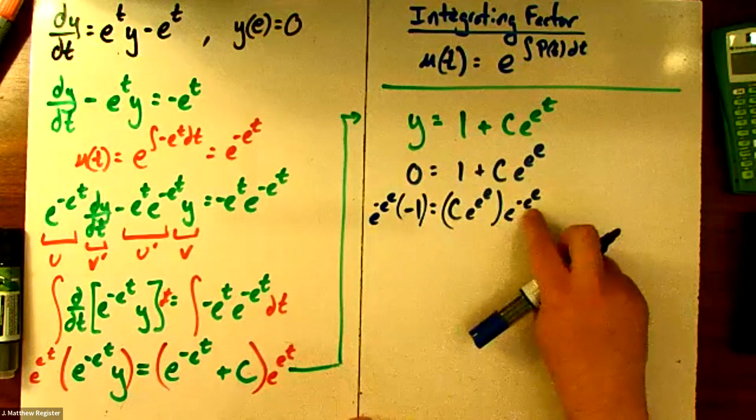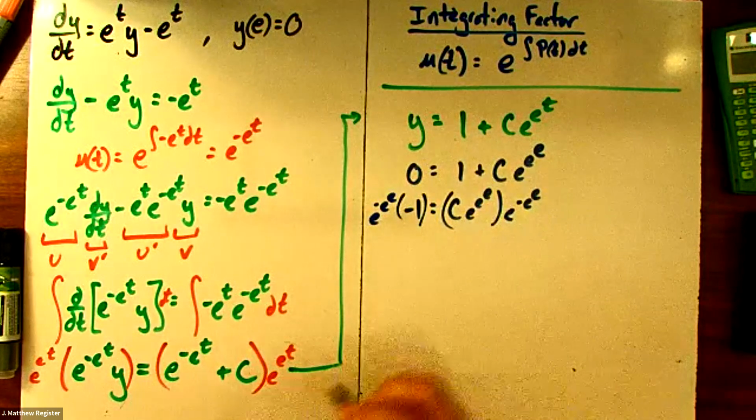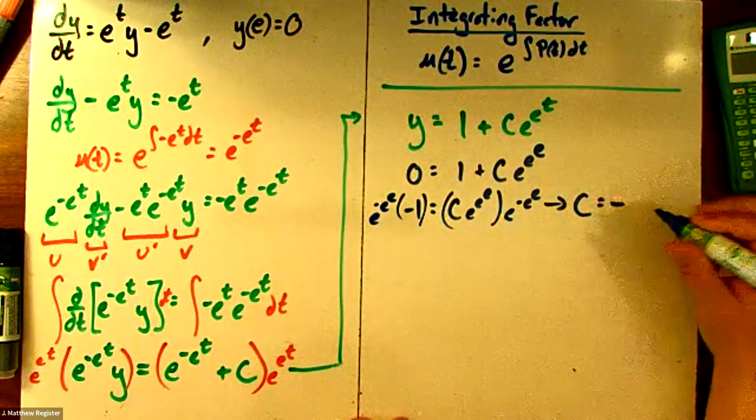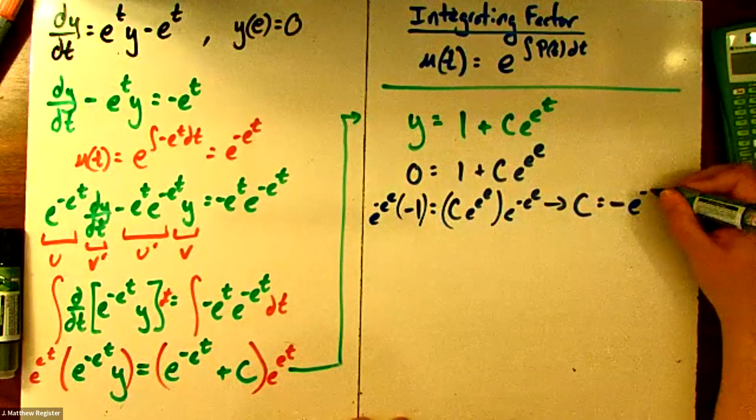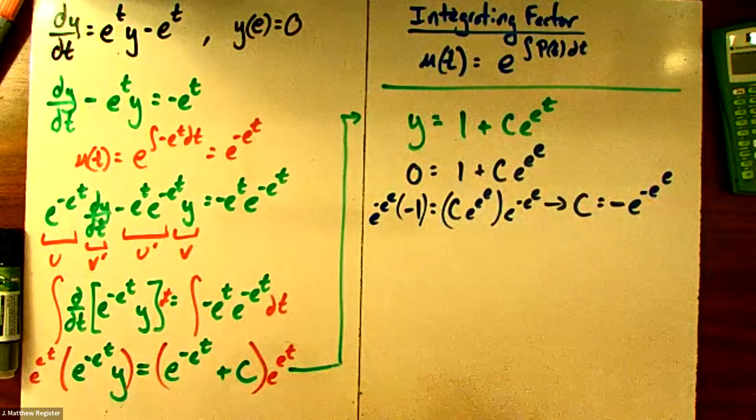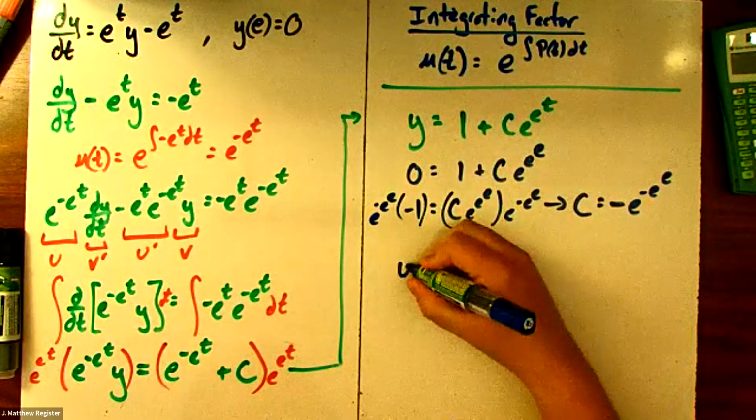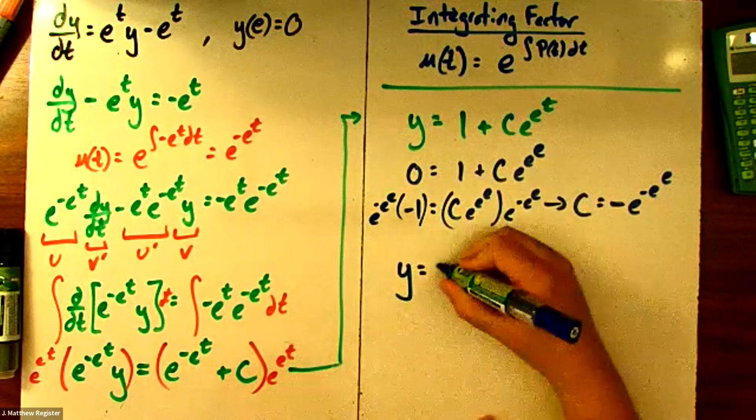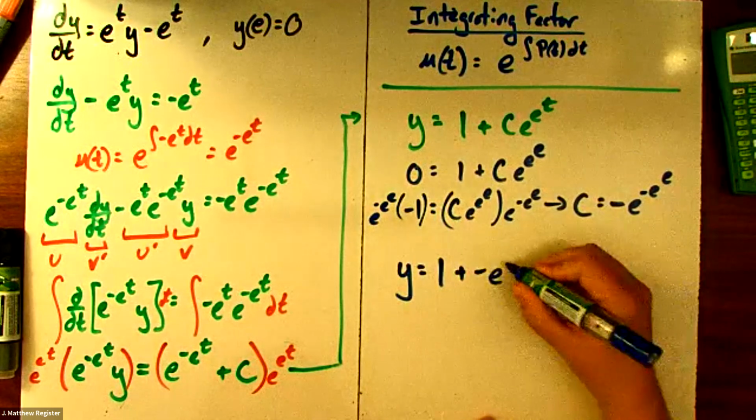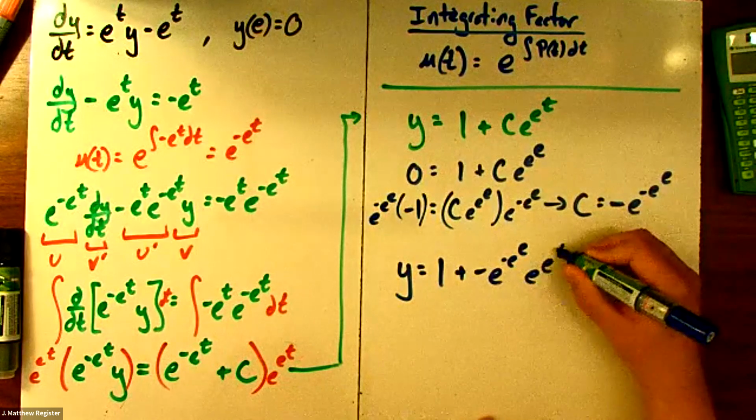Because e to the negative stuff and e to the stuff are going to cancel each other out. And so that tells us that our c value is equal to negative e to the negative e to the e. Now we can plug this in. And when we plug that in, we get our final answer, our particular solution of y equals 1 plus negative e to the negative e to the e times e to the e to the t.